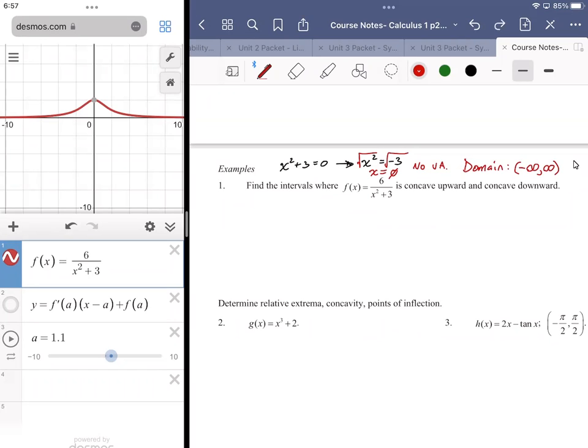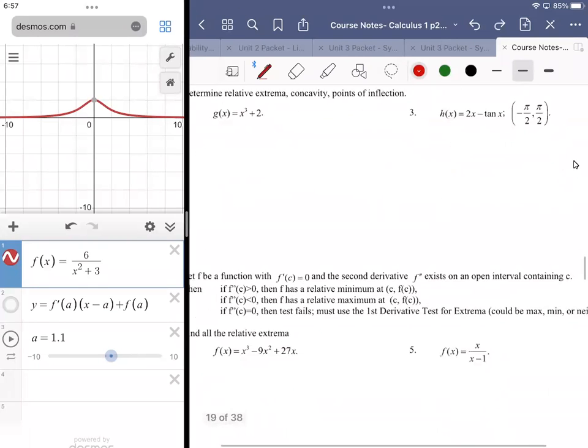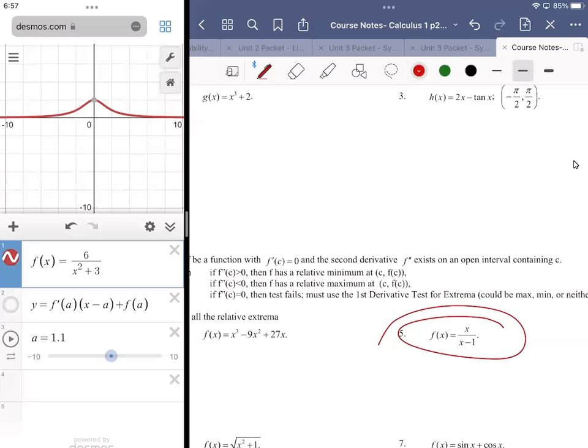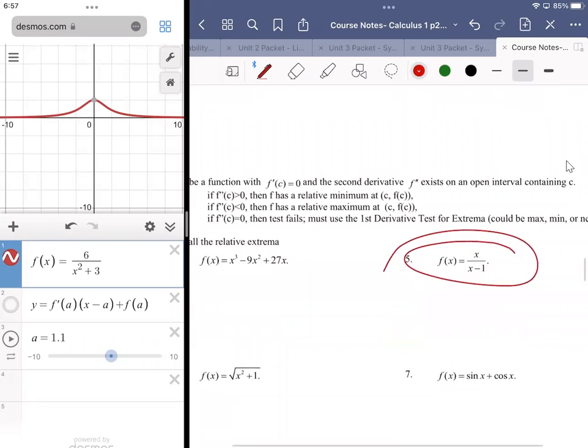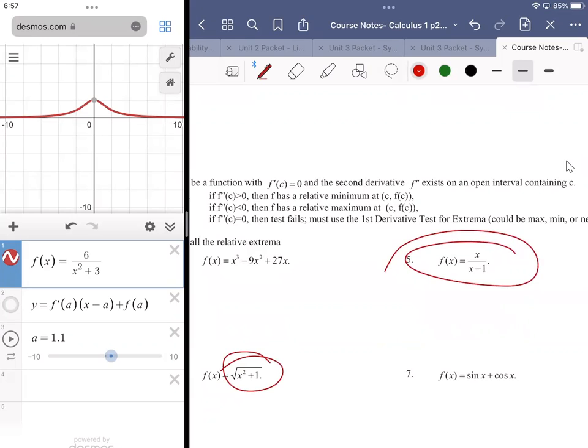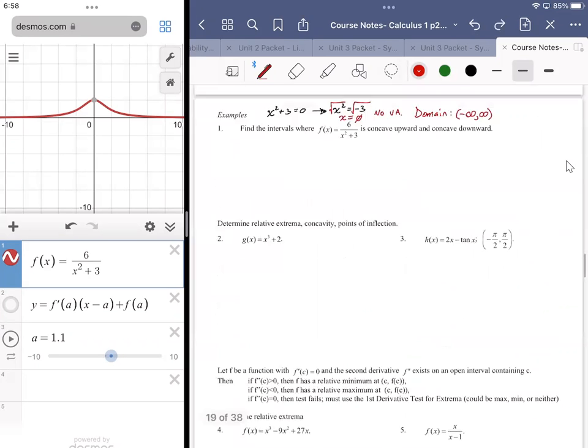Because the parent function for tangent is only undefined at pi over 2 and multiples of pi over 2 along the x-axis. But this one here, you have a vertical asymptote at x equals 1. So you'd have to be careful about it. Here, you'd have to be looking for any instance in which it would be negative under a radical, although it is the sum of squares, so that would never happen based on that function. But it's a good idea to have a quick look.